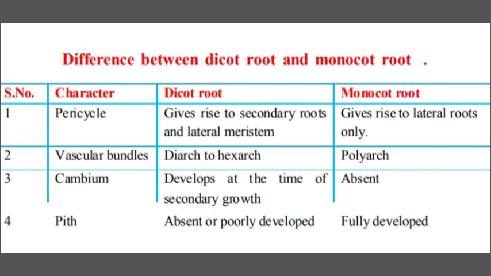Second one, vascular bundles. In dicots, the condition of vascular bundles is diarch to hexarch. But in case of monocot root, polyarch. Third one, cambium. In dicot root, cambium develops at the time of secondary growth, but there is no formation of cambium in monocot root. Why? Because there is no secondary growth. Coming to pith. Pith is also called medulla. In dicot root, pith is absent or poorly developed, which means inconspicuous. But in case of monocot root, pith or medulla is well developed.